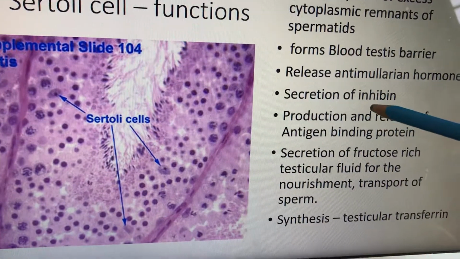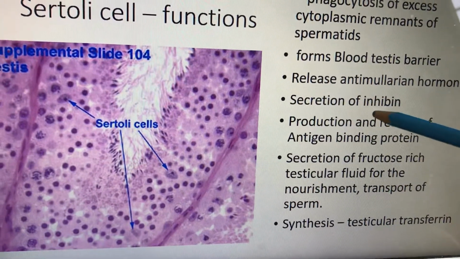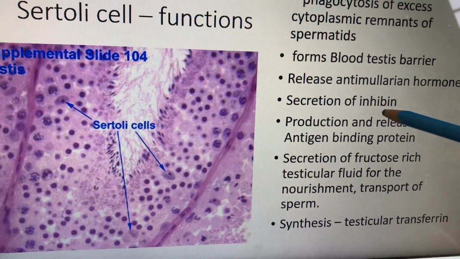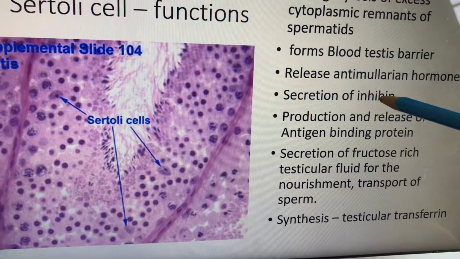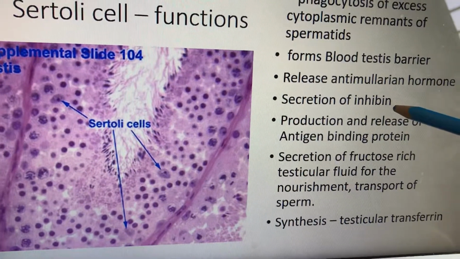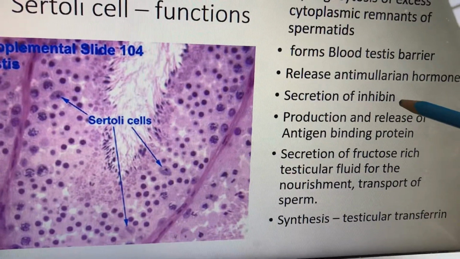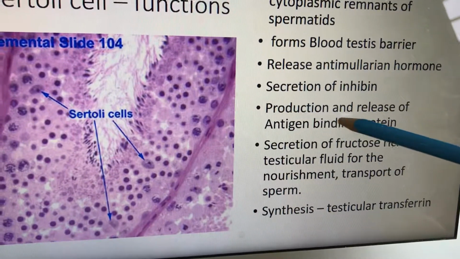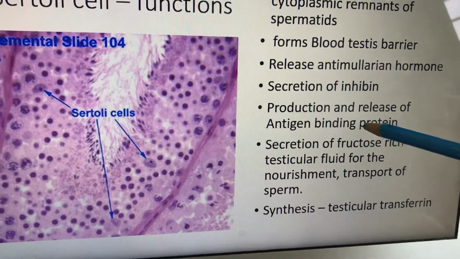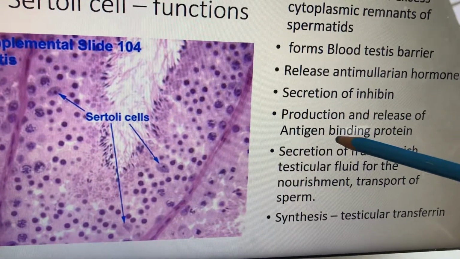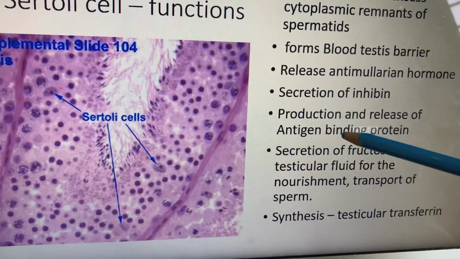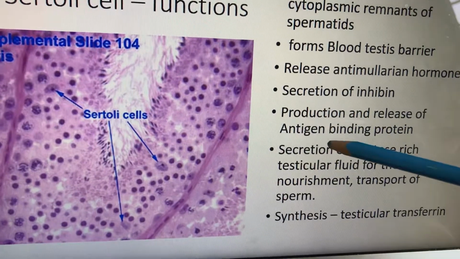Second thing, it secretes something called inhibin. Inhibin means it inhibits something. What should it inhibit? We don't want the FSH, so it should inhibit the production of FSH, follicle stimulating hormone. So that is inhibin. And production and release of androgen binding protein. Which androgen? Testosterone. Somebody should hold the testosterone, otherwise it will leave out.